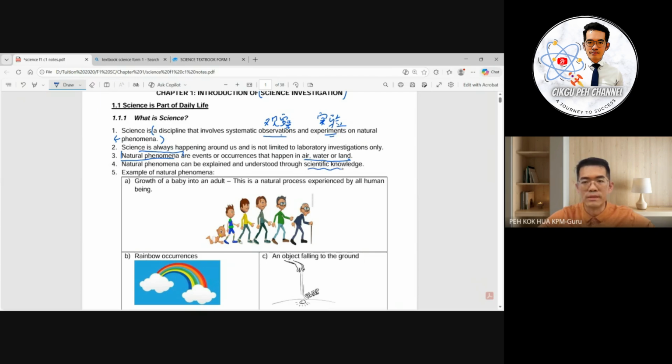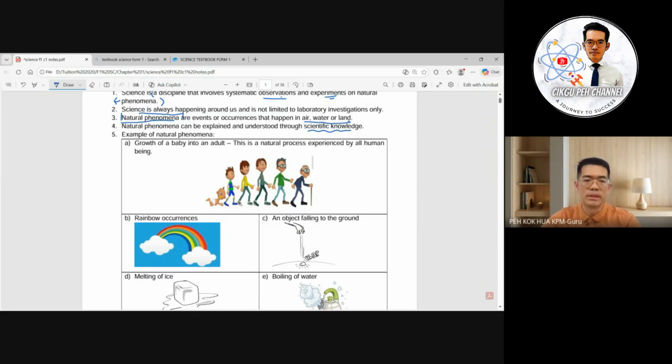So natural phenomena can be explained and understood through scientific knowledge, which is what we learn through this subject. The question might ask you to list a few natural phenomena. Here we have the first answer: growth of a baby into an adult. This is a natural process experienced by all human beings.